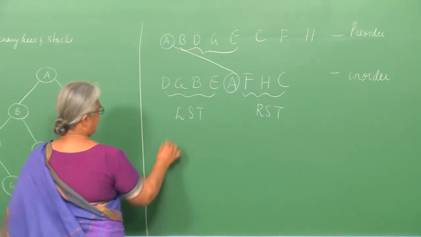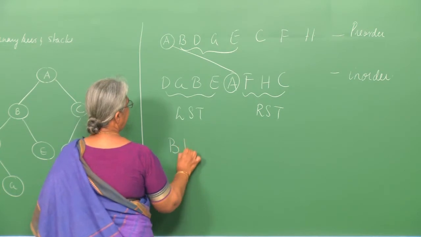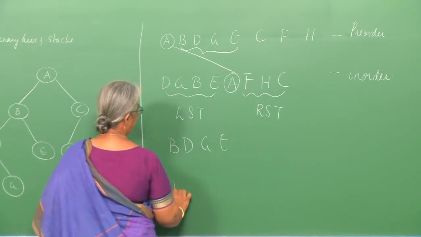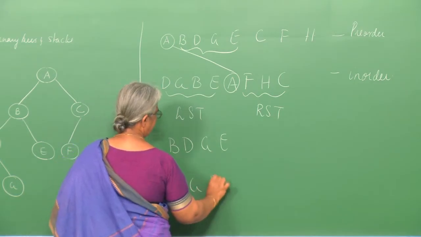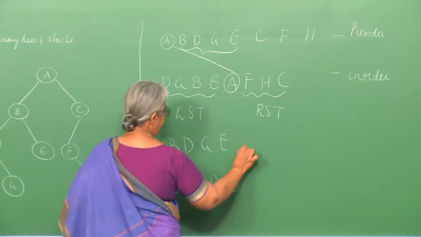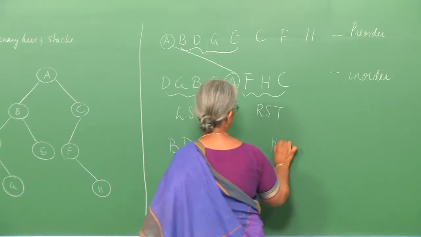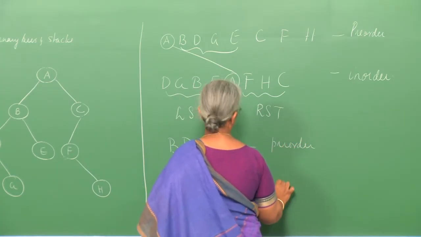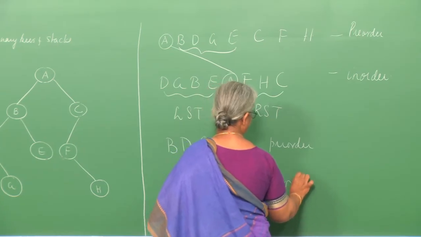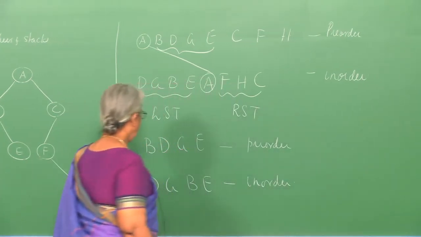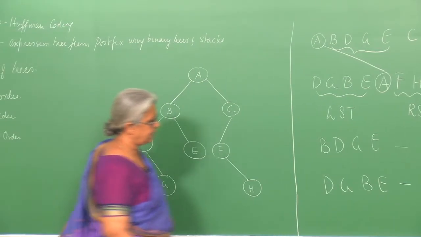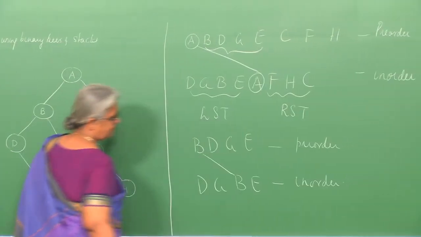That means, now I have BDGE and DGBE, as the pre-order traversal of the left subtree and the in-order traversal of the left subtree. Now, again what do we have? The first node in the pre-order traversal must correspond to the root of the left subtree. So, I mark this. Okay.